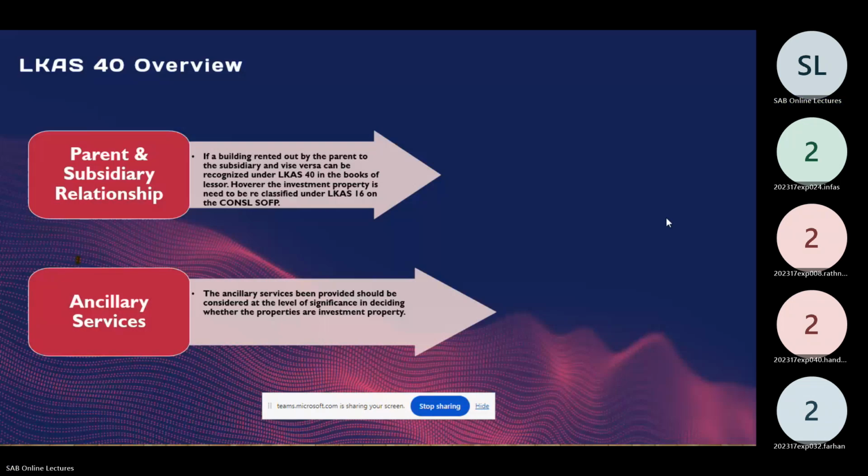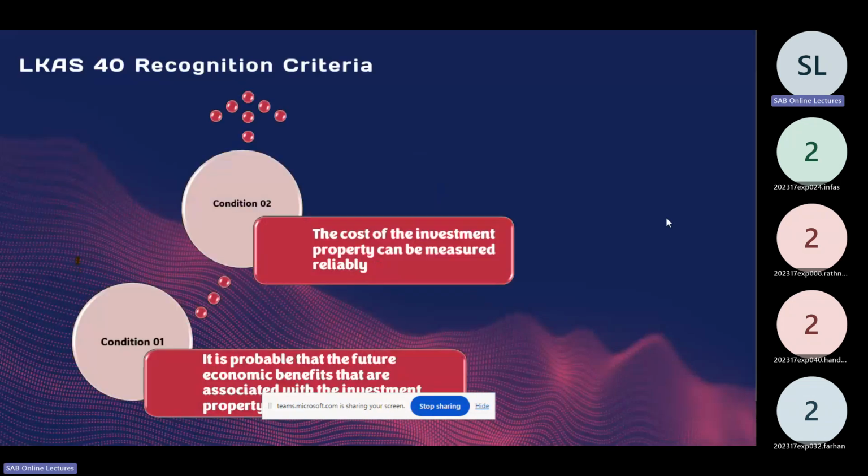So let's move to the other part. This is the recognition criteria of investment property under IAS 40. The first one is that it is probable that the future economic benefits associated with the investment property will flow to the entity, and the second one is that the cost of the investment property can be measured reliably. When these two conditions are met, we can recognize it under IAS 40.